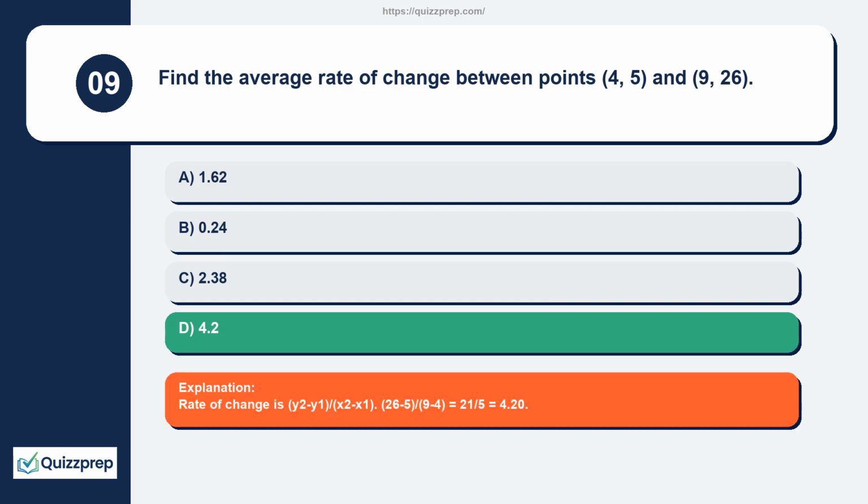Rate of change is (y2 - y1) / (x2 - x1). (26 - 5) / (9 - 4) equals 21 fifths equals 4.20.